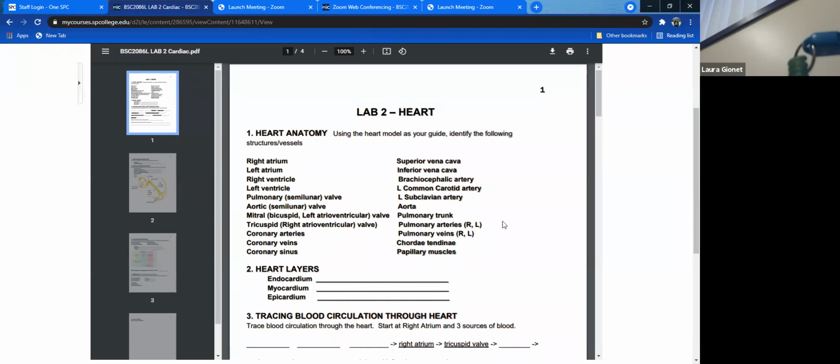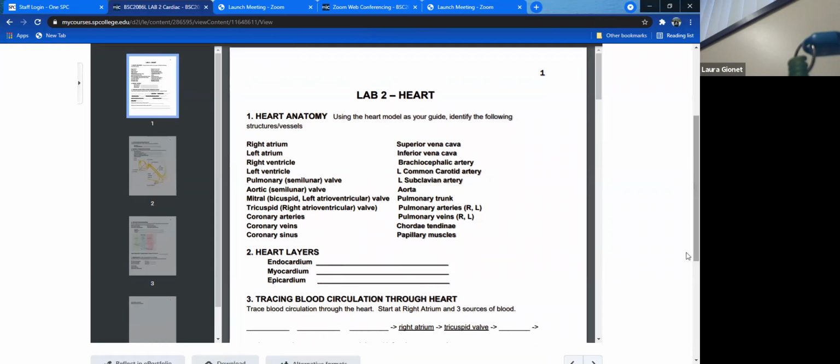Right, so first we're going to go through the lab guide that you've printed out or saved, so you have a list of everything you need to know for your quiz and exam. When we look at the models, we're going to identify all these different structures. And in doing so, you become very familiar with the heart anatomy.